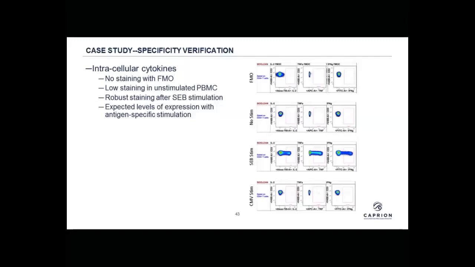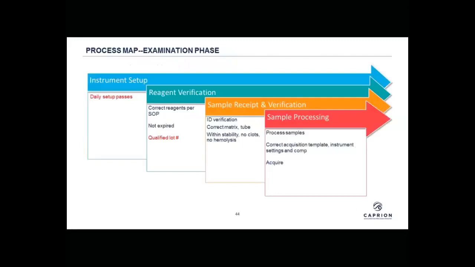And then on the bottom, it's more of a disease state verification where we have confirmed CMV positive donors, and we've stimulated ex vivo with CMV, and we see a more biological response of antigen-specific cytokine production. So there's lots of ways we can verify specificity.